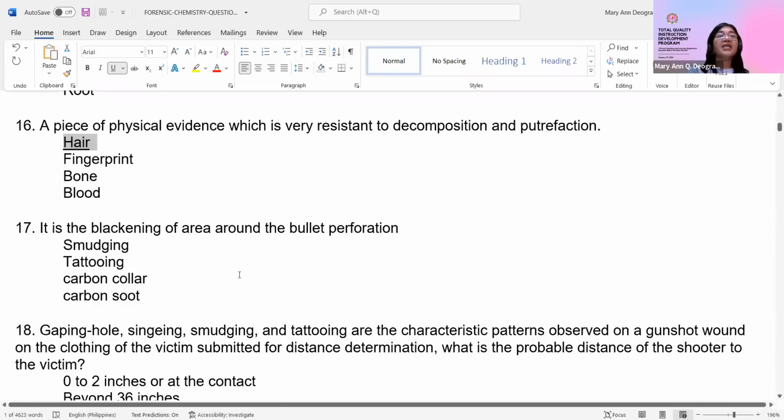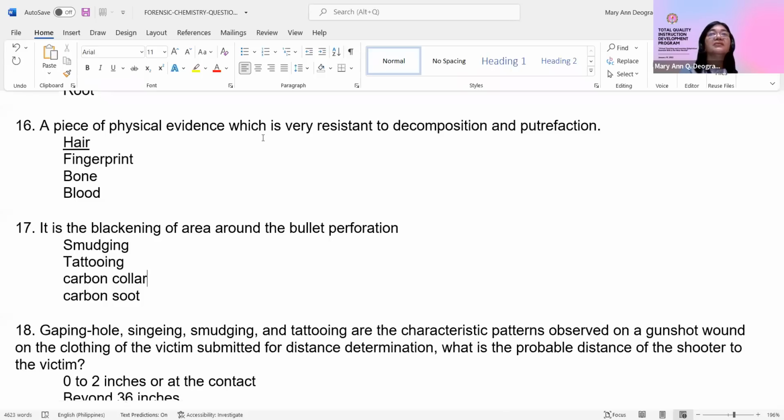Number 17. It is the blackening of area around the bullet perforation. Anong sagot? Letter? Okay, A. O, magaling kayo, papasa kayo sa board exam niyan. Okay, so sagot is letter A. Ayan. Next. Number 18. Ayan, situational question.